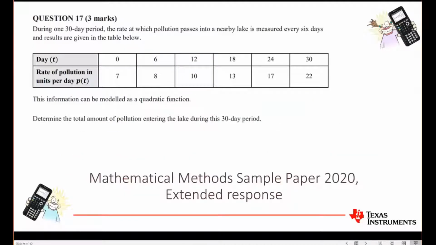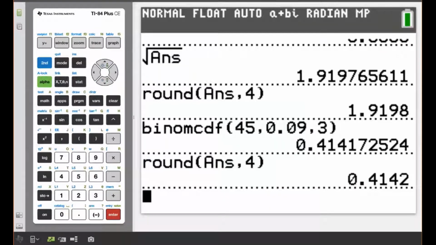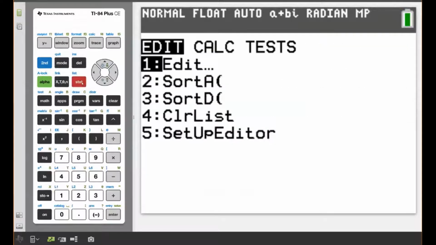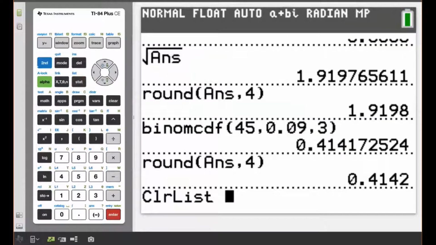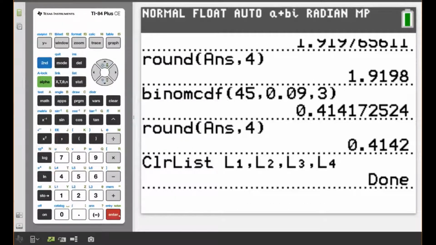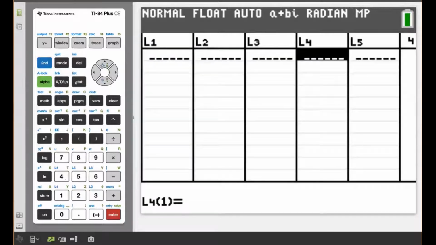Question 17 is worth 3 marks. So we're given the rate at which some pollution is going into a lake every 6 days. So I'm going to type this into my list, again on my calculator. But first thing I need to do with that data is make sure I've got my list cleared. Now, the way I like to clear my lists is I head to the stat menu. I'm going to go to clear list. And then if I use the list functions down the bottom, so list 1, comma, list 2, comma, list 3, comma, list 4, that's going to clear all those lists for me. So now when I go back into my stat editor, they're all nice and clear.